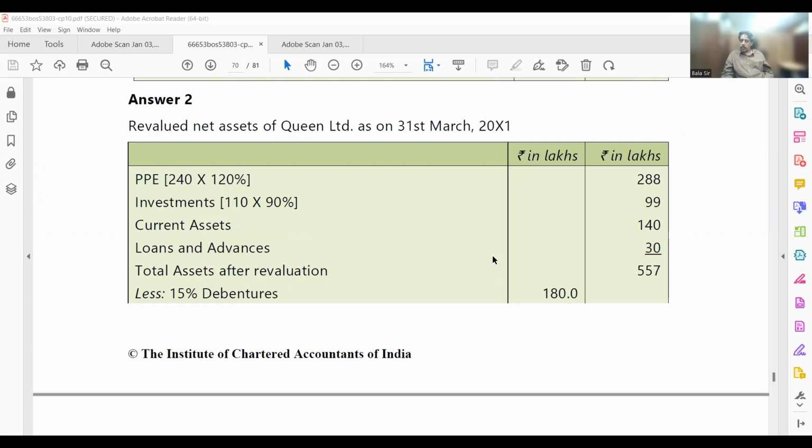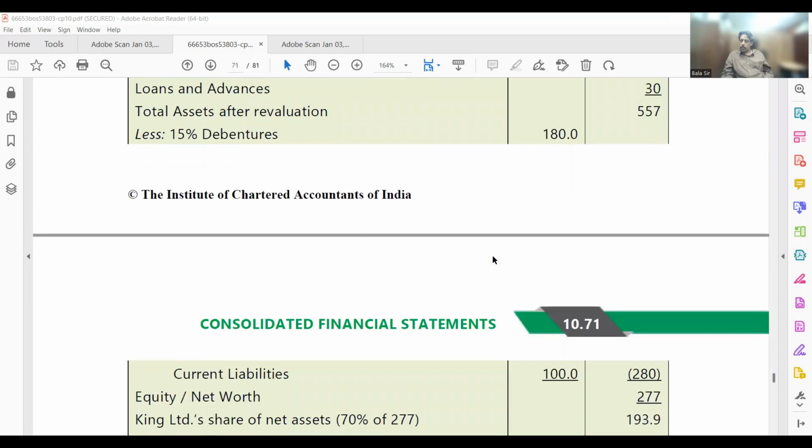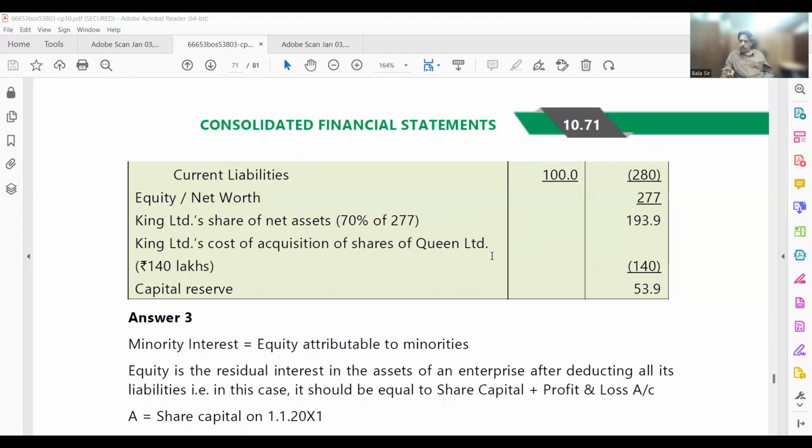And then less 15% debenture and all the outside liabilities. Debenture liability, 180 lakh. Current liabilities 100. Then equity, or net worth, 277. You can either say it's net assets or nothing but your equity, your capital plus pre-acquisition reserves, including revaluation increase or decrease. How much? 277. This will include share capital plus pre-acquisition reserves of the subsidiary company. Is that fine?